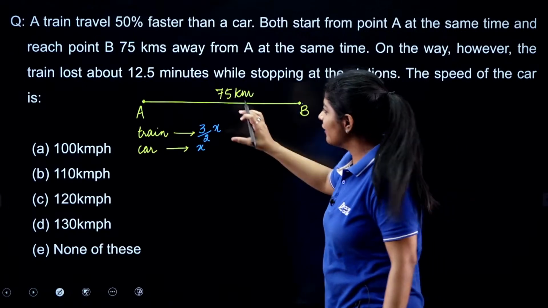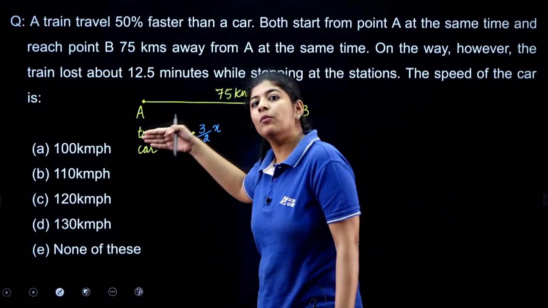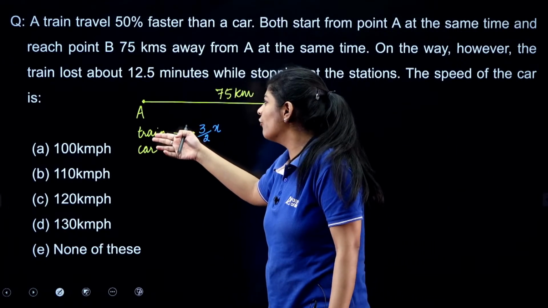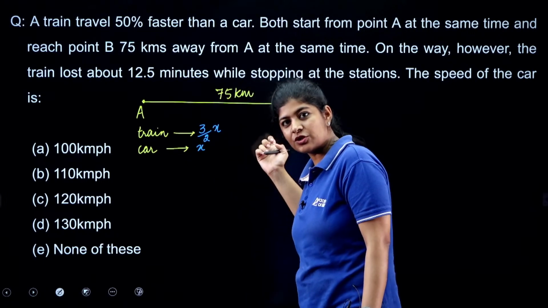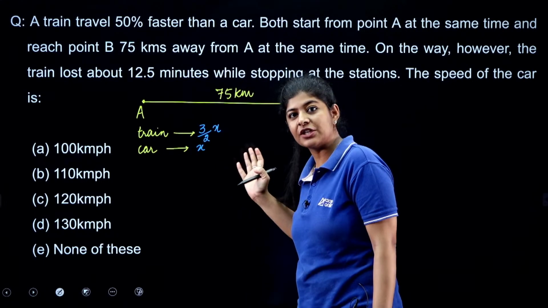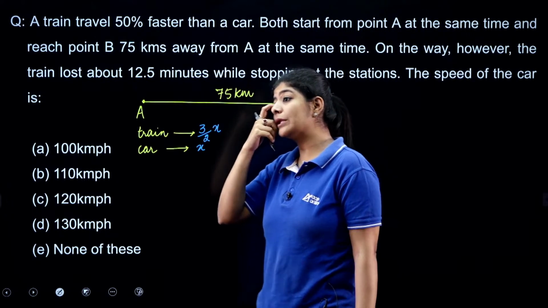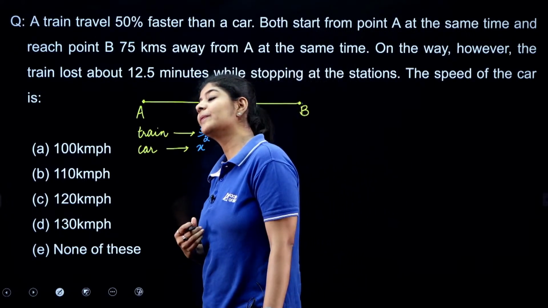But if the train is having more speed than the car, then it is obvious that the train will reach B first and after that the car will reach. But the question is saying that both are reaching at the same time.